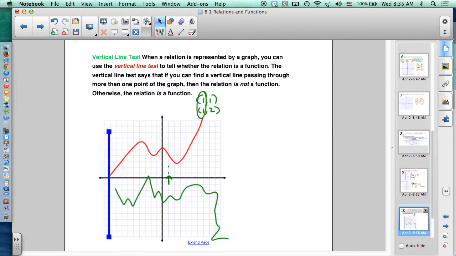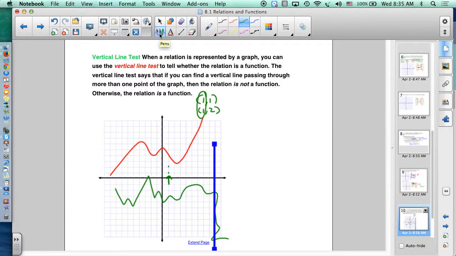If I pass it across this green line, however, so far so good, until I get to a point over here. And if you look over here, right there, this vertical line is touching the graph here, and also down here, a couple of times at the same time. This would not be a function. So again, the red line or curve was a function. The green was not a function. A vertical line test is just a quick, easy way to look at a graph and tell whether it's a function or not.